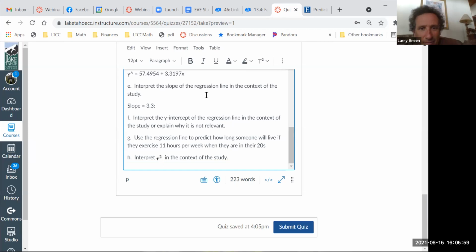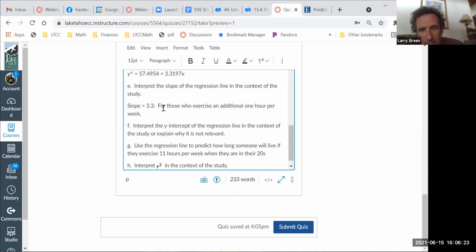So let's write it out. Or let's write, for those who exercise an additional 1 hour per week, on average, they tend to live 3.3 years longer.